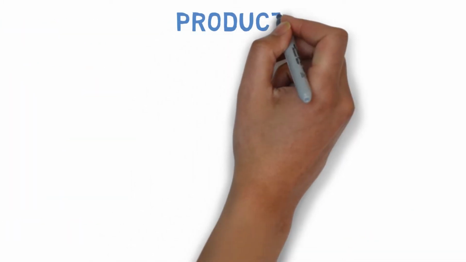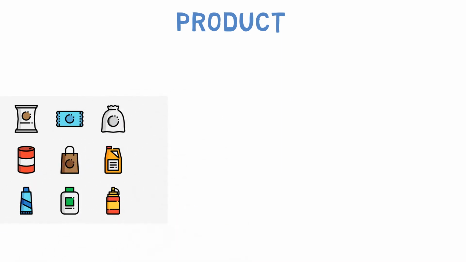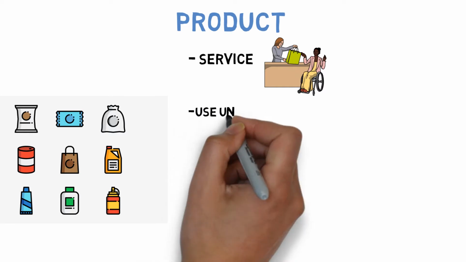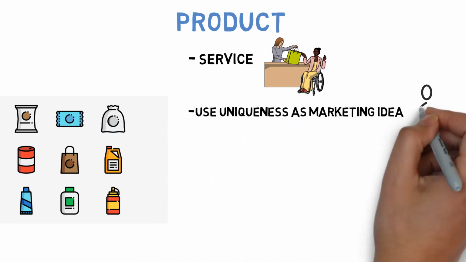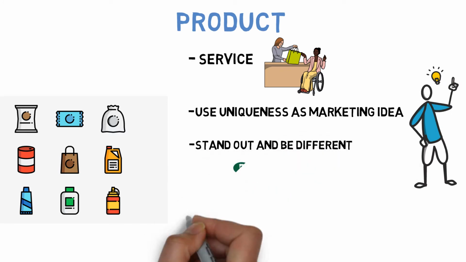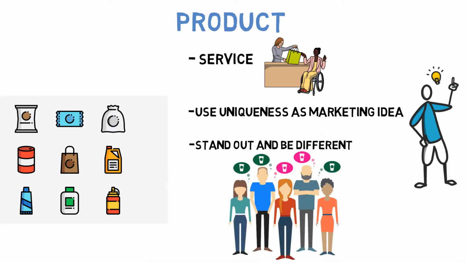There are a total of 4 P's to use for business marketing. First P, product. It can be a service too. Figure out the uniqueness of your product and service. Then make it into marketing message ideas, because this will make your product different from competitors and also explain why people choose your product or service.